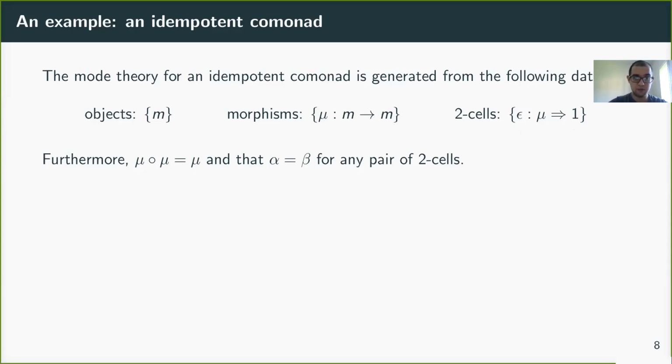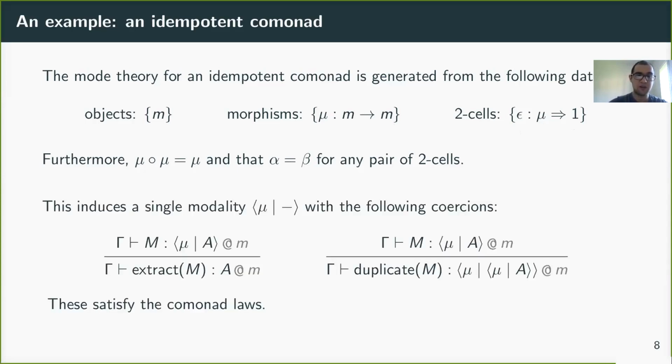And if we feed this mode theory into MTT, we end up with a single modality for the generating 1-cell, along with a pair of coercions. One coercion comes from this 2-cell, and that's extract. So it says if we have a modal type, we can extract it. And this equation results in a different coercion, which allows us to duplicate the modality. In fact, the fact that this is an equality will mean that this is an equivalence. And these operations will satisfy the comonad laws, so we can obtain an idempotent comonad in type theory uniformly from MTT.